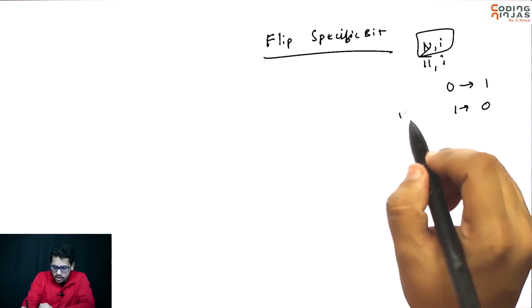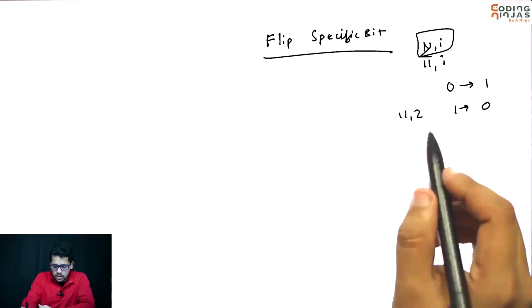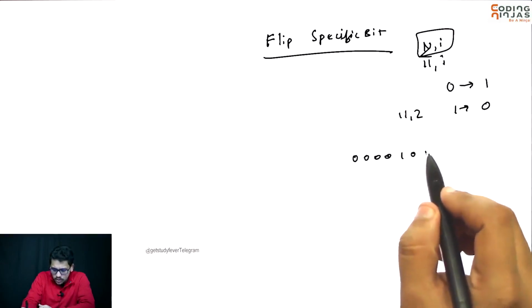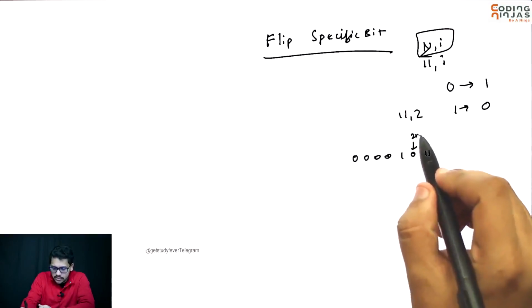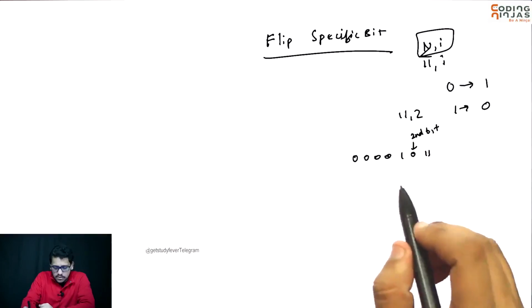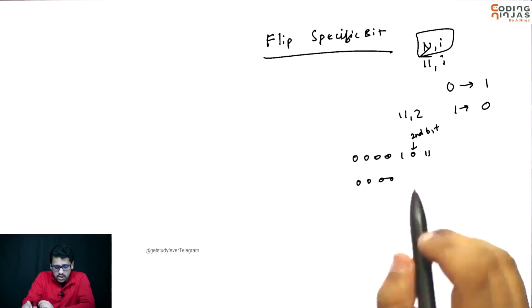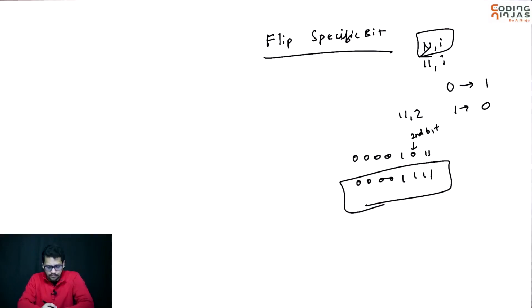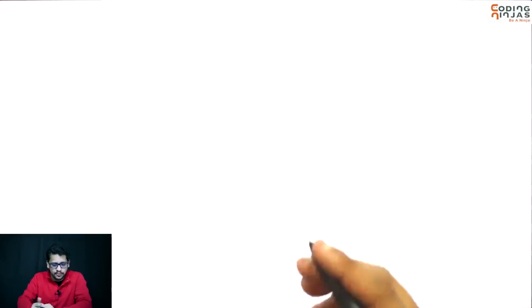So if I represent 11 in binary, let's say I want to flip bit 2. So 11 is 1 0 1 1. If you see, this is my second bit. After flipping a specific bit, this should become 0, and the rest should remain unchanged, 1 1 1 1, something like this.